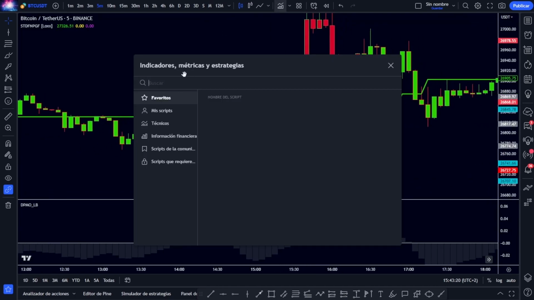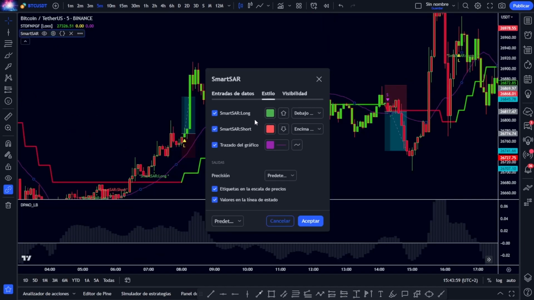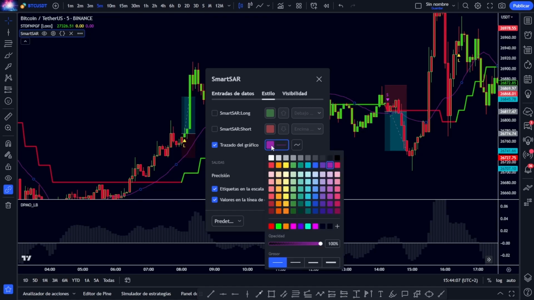For this we are going to add another indicator. We will place the Smart SAR. In this case it is only an average. I will remove these two warnings since we will not need them, and I will put it, for example, in yellow color, with a slightly greater thickness to have it well clear.